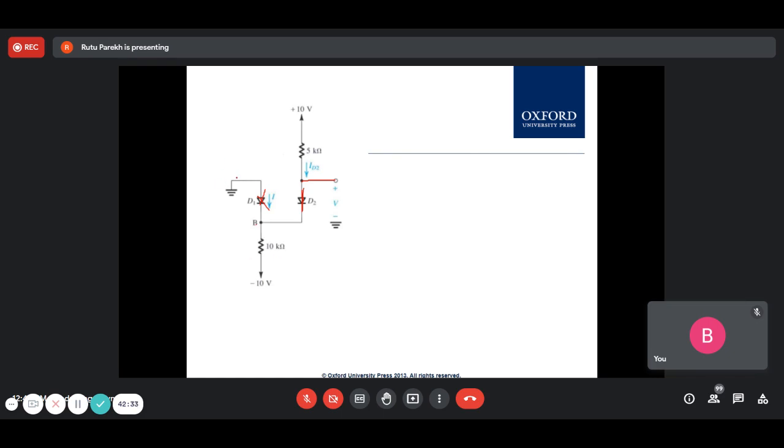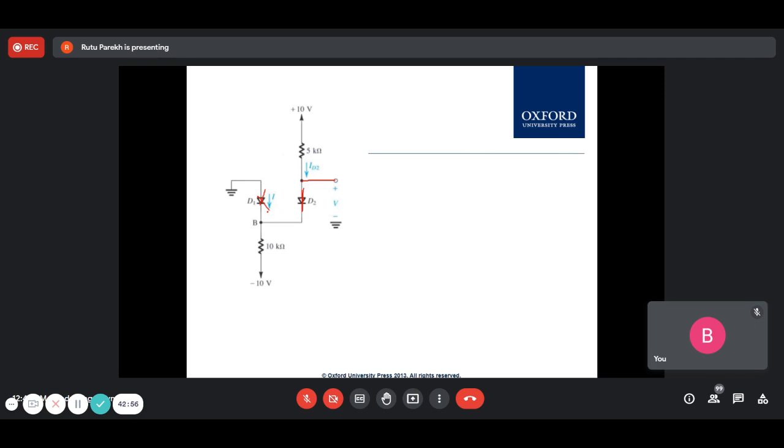If we consider that D1 and D2 both are in forward bias, then ground and point B are at the same potential, so I will be 0. So we can consider that ID2 is like 10 minus 10 upon 15 kilo ohm. This you have to find out. I will be 0 because D1 is off, no?